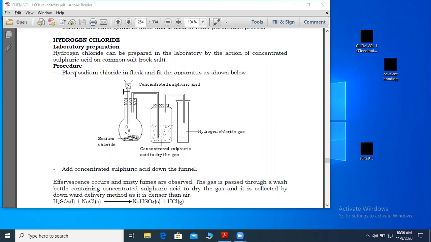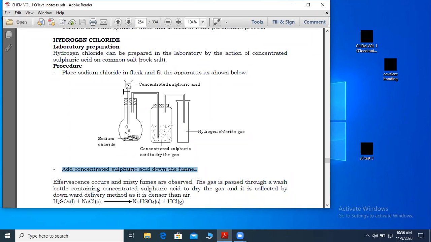So we put sodium chloride in the flask, and then we add concentrated sulfuric acid through a funnel. Immediately we do that, there will be fumes of a gas given out, and the gas will be hydrogen chloride. Now, since we have agreed that the gas is acidic, we must dry it using concentrated sulfuric acid.